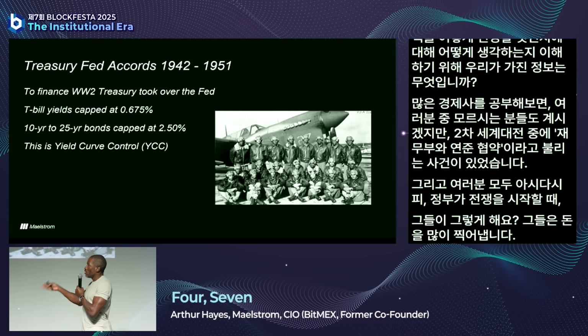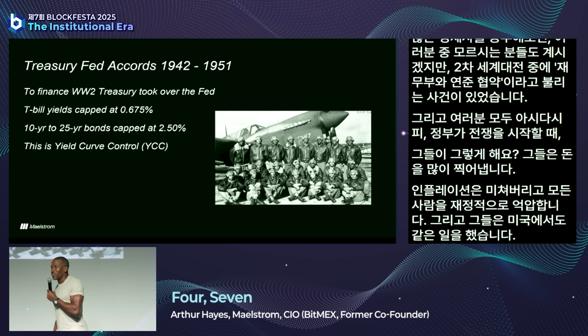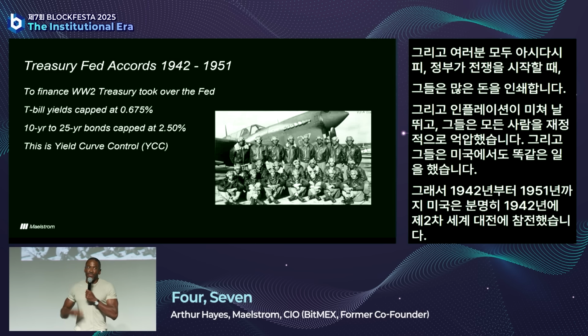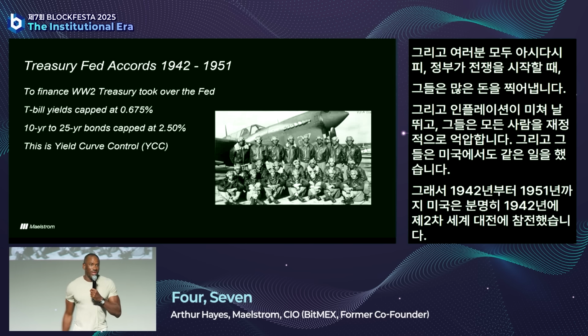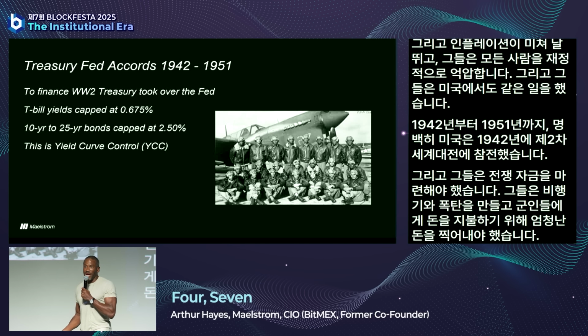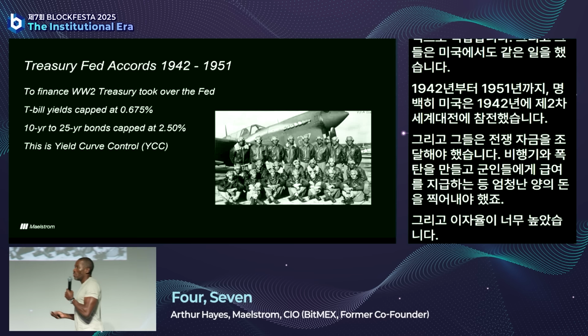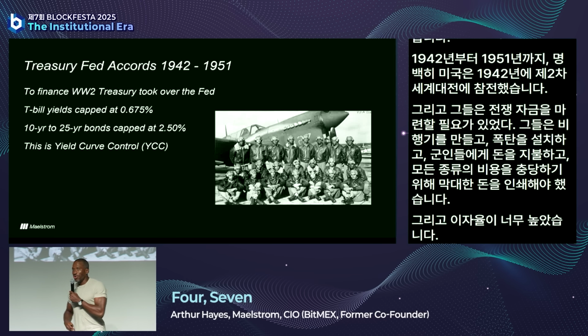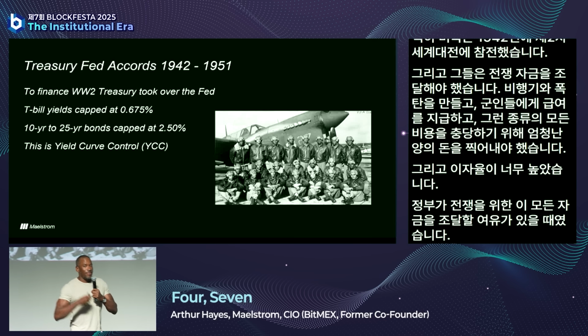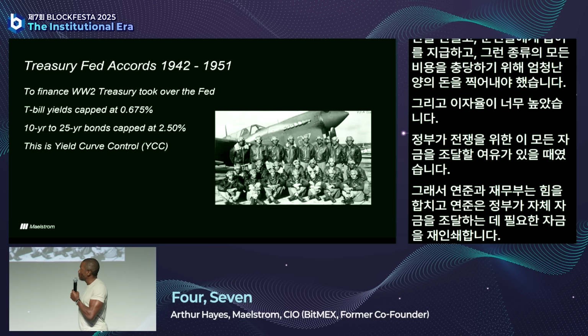So from 1942 to 1951, obviously the U.S. entered World War II in 1942, and they needed to finance the war. They needed to print a ton of money to build planes and bombs and pay the soldiers and all that kind of stuff. And the interest rates were too high at the time for the government to afford to do all of this financing for the war. So the Fed and the Treasury combined forces, and the Fed would print the money that the government needed to finance itself. And this was called the Treasury-Fed Accords of 1942 to 1951.